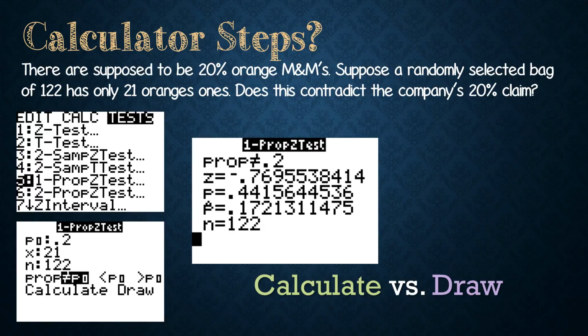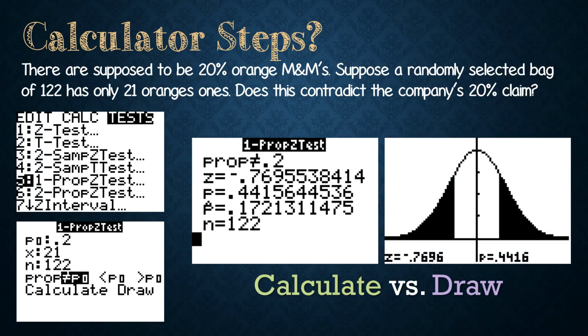And I want you to gaze at the glory that is this calculator. Notice it states the alternative at the top, proportion not equal to 0.2. Bless the stars above you, because I see a lovely z-score and, you guessed it, that p-value, that 0.44. Hopefully you got a feeling of deja vu as that is the same as the previous slide. Notice it even gives you a p-hat.